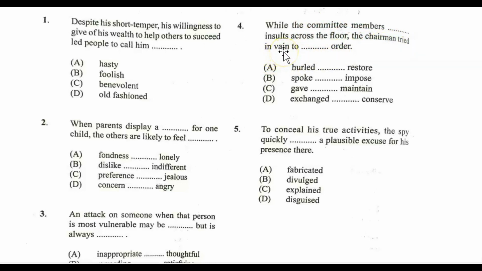So he tried, but it didn't make sense. He tried to do something to orders, bringing balance and peace. So let's see the options. While the committee members, and we're going to put the pair of words in to see if they best complete the sentence. While the committee members hurled insults across the floor, the chairman tried in vain to restore order.